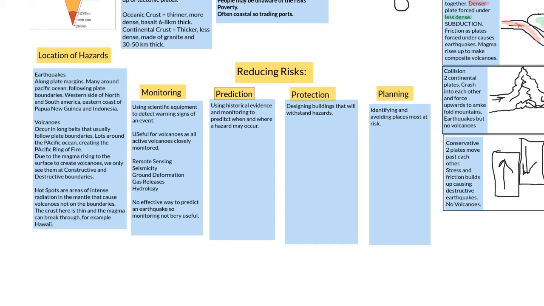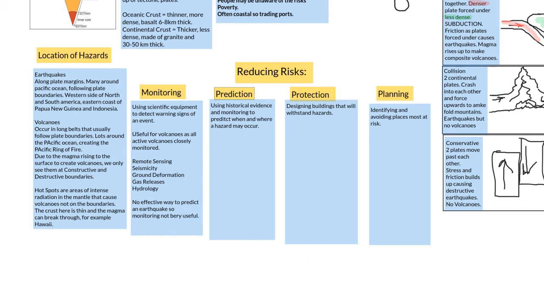Our next type of management strategy is prediction. And that's where we use historical evidence to monitor, to predict when and where these hazards may occur. Now, we use the monitoring strategies that we spoke about just now to do this for volcanoes. And, for example, the scientists in Iceland were able to use these monitoring strategies to predict the eruptions for March and April of 2010 pretty well.